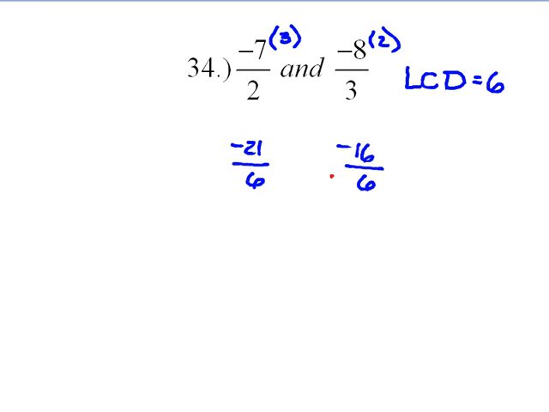So now we have something that we can really compare. And -21 is less than -16. All right?